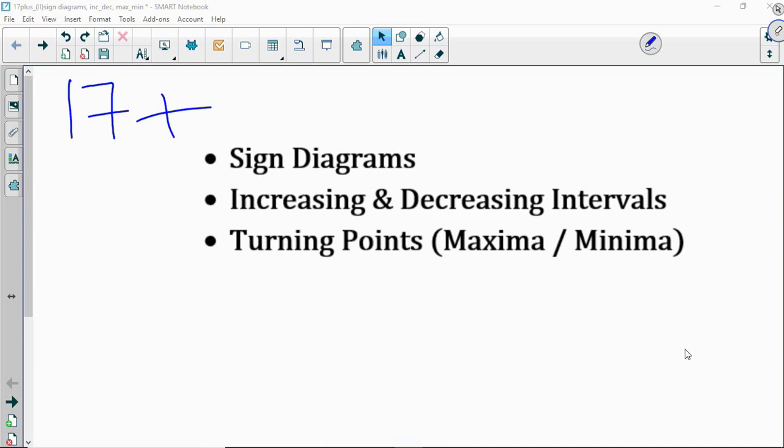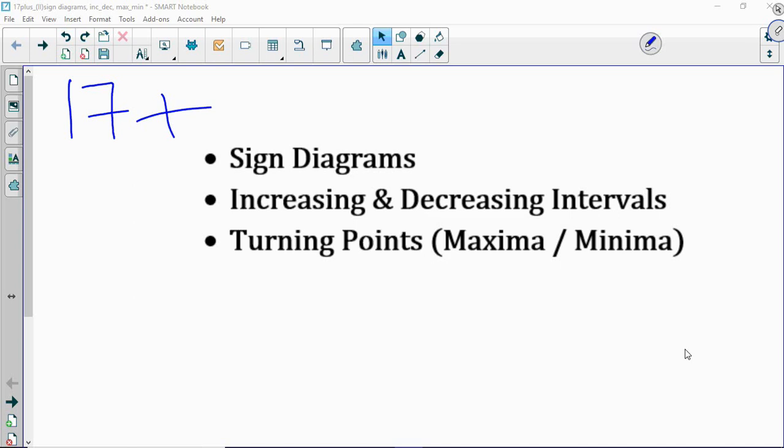Similar but very different from that, we're going to look at where functions are increasing and decreasing. Increasing means their y values are getting higher. Decreasing meaning that their y values are getting lower. Notice that these could be positive or negative. We could have negative y values getting higher or positive y values getting lower.